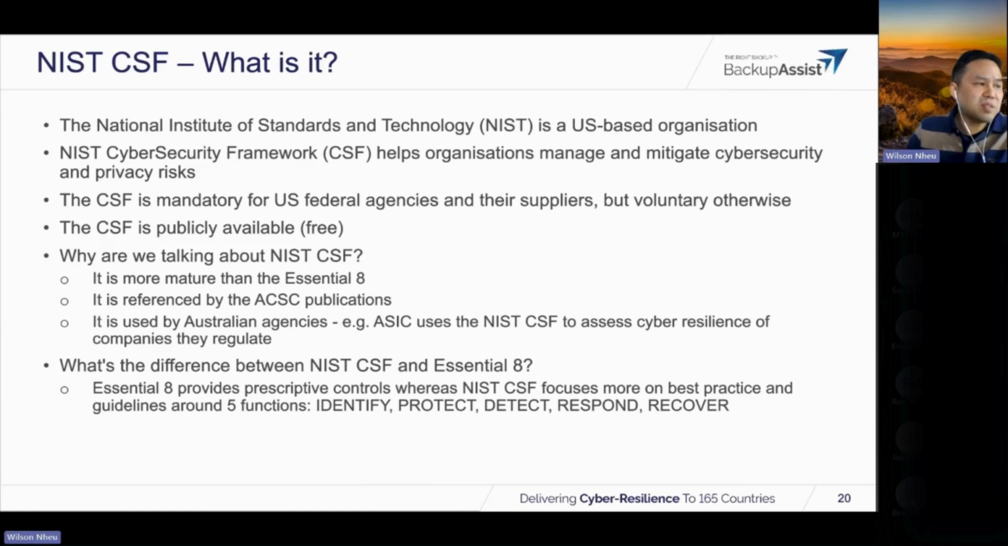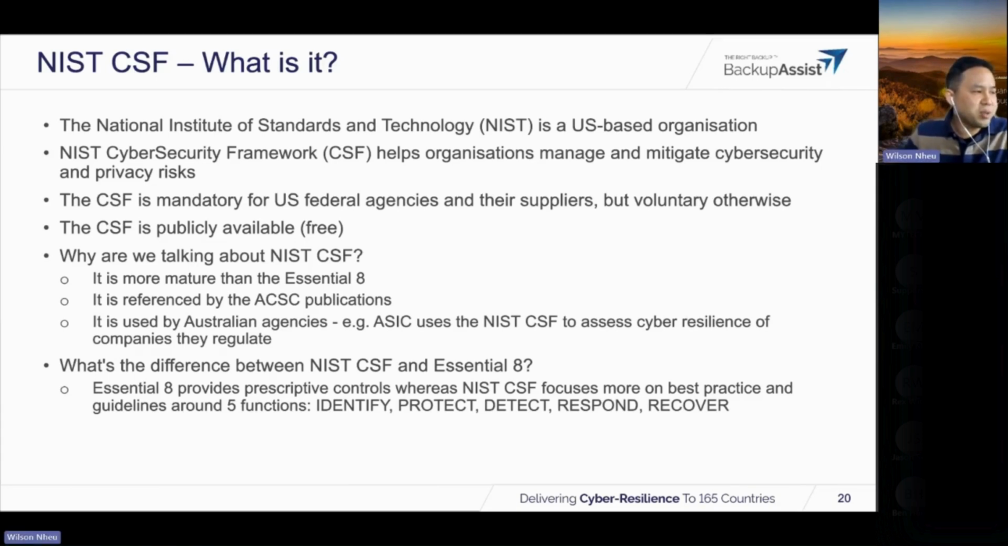It is referenced by a lot of the ACSC publications. So really, you can see that they are looking at that as a starting point. And really, it's being used by a lot of Australian agencies. In particular, for example, here I put ASIC uses NIST CSF to assess the cyber resilience of the companies that they regulate. So it is quite widely used in Australia.